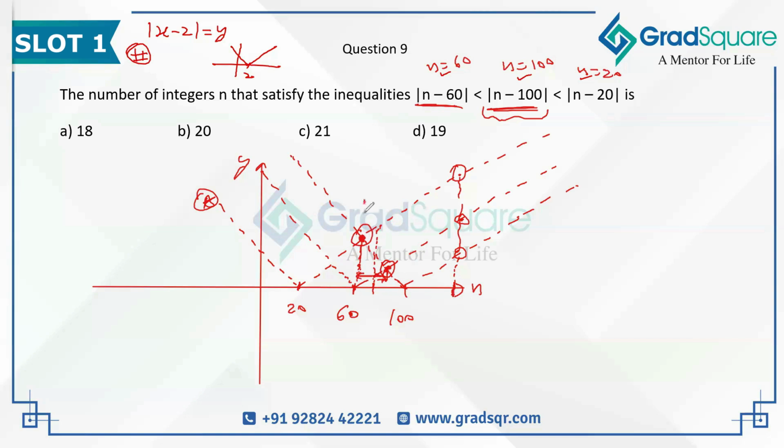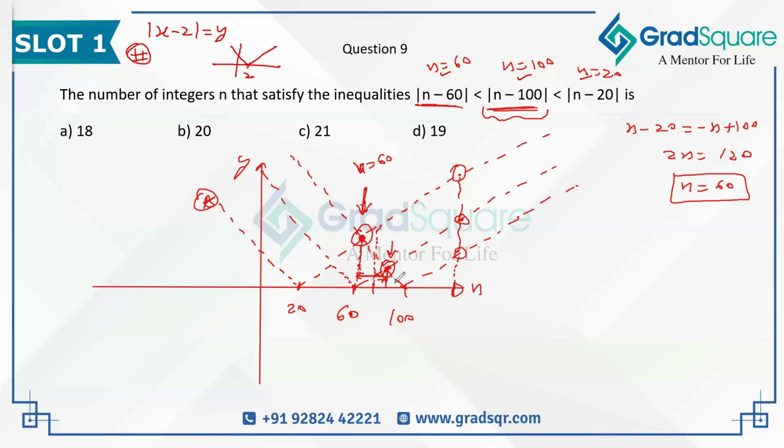Now, what is this intersection being formed by? This intersection is being formed by modulus of n minus 20 and modulus of n minus 100. Clear? This value is definitely greater than 20 and less than 100. So when you drop the modulus of n minus 20, you get n minus 20. But when you drop the modulus of n minus 100 for this intersection point, the value of n is less than 100. That means when you drop the modulus, you'll have to say minus n plus 100. If you do this, you get 2n equals 120, so n equals 60. So at this point, the value of n turns out to be 60.